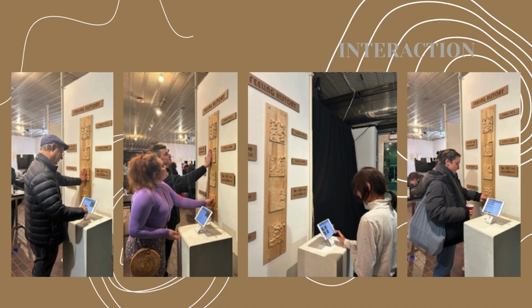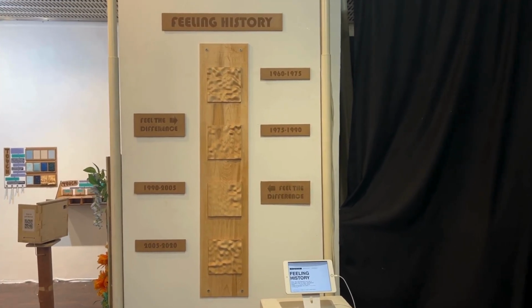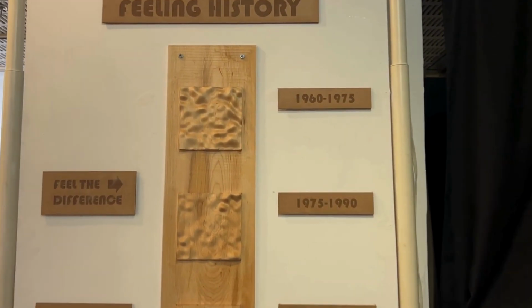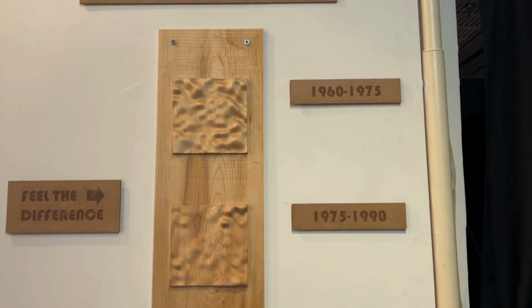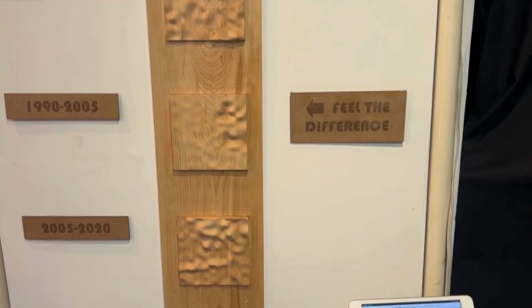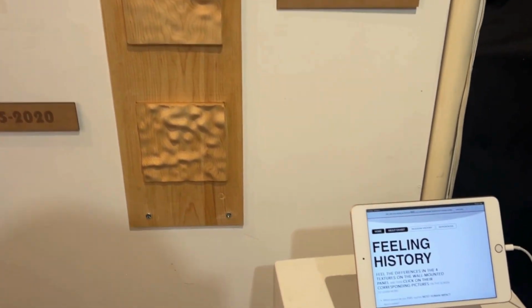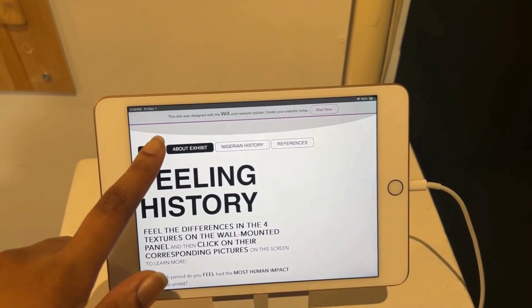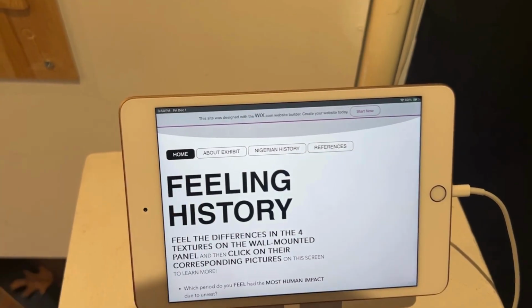Here you can see people from different age demographics interacting with the exhibition, which I thought was quite interesting. And here's a general overlook of how the exhibition was laid out. The panel on the wall, the labels, and then moving on to the iPad. That had different tabs on the website, and you can interact with each tab.